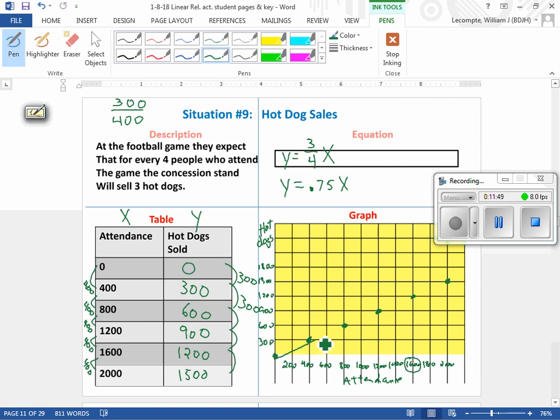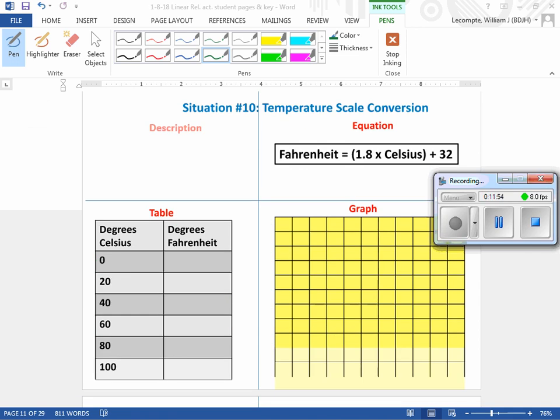All right, number 10. We're doing Fahrenheit, right? So we have degrees Celsius and an equation. So our equation says that we have a plus 32. So when Celsius is 0, we have 1.8 times 0, and that is plus 32. So when this is 0, we're just adding 32 degrees then. So 32 goes here.